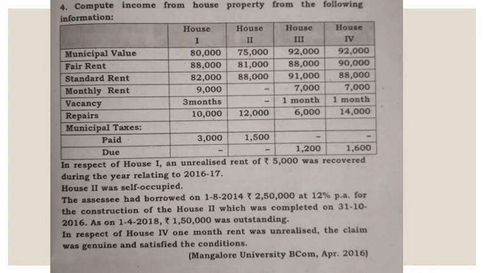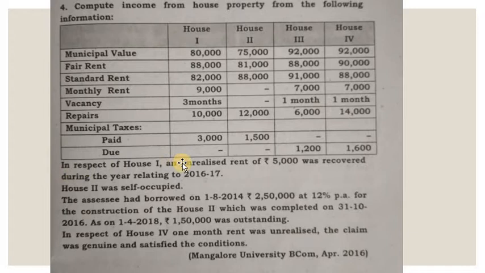Compute income from house property from the following information. Here four houses are given: house 1, house 2, house 3 and house 4. Various values are given: municipal value, fair rental value, standard rent, monthly rent. Here, monthly rent is not given for the second house, which means it is a self-occupied house. Vacancy period is also given: 3 months, 1 month, 1 month. Repairs are also given. Then municipal taxes paid is given. Due means outstanding, which is not paid.